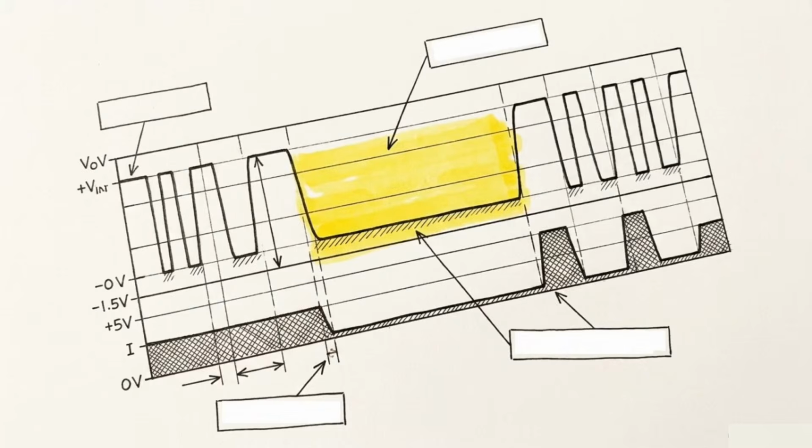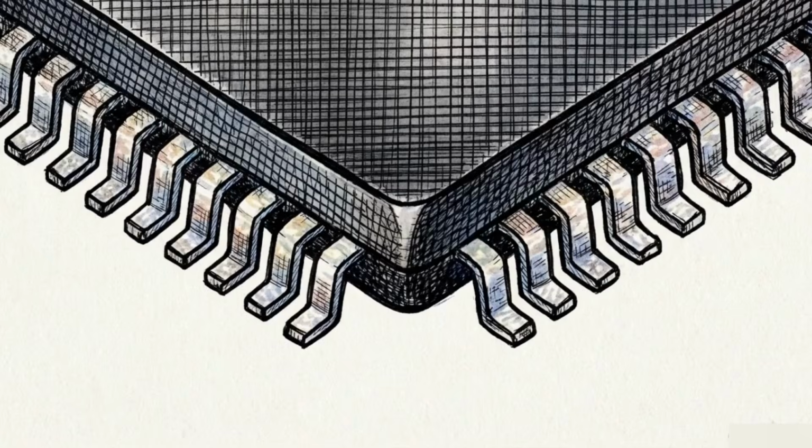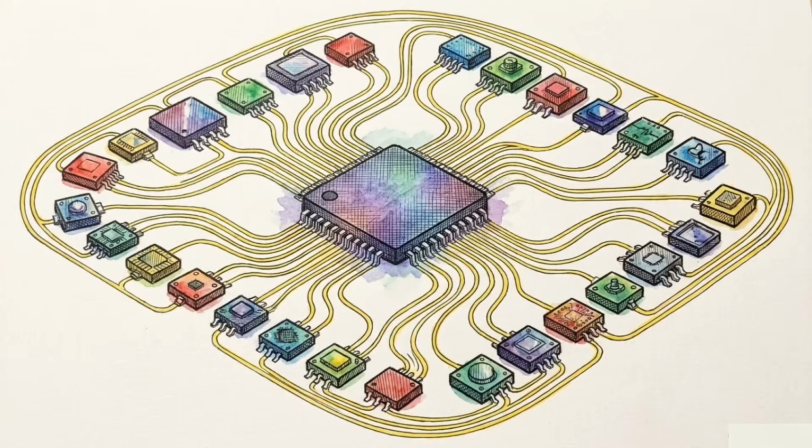If a slave needs more time to process an incoming byte, it will hold the clock line low, a process called clock stretching. This indefinitely pauses the master's transmission until the slave is ready. I2C solves the pin count problem for dense networks.